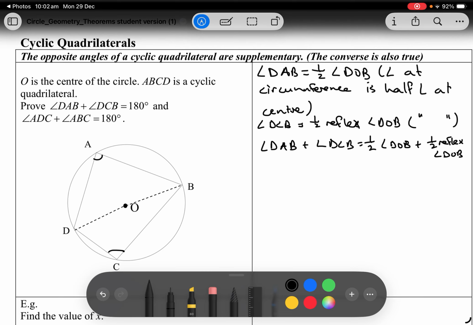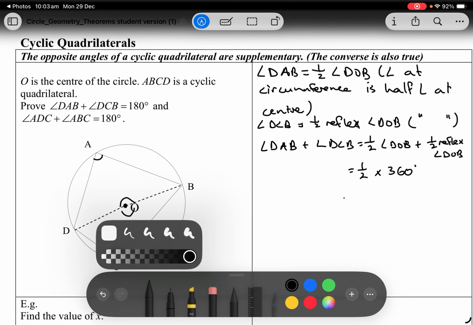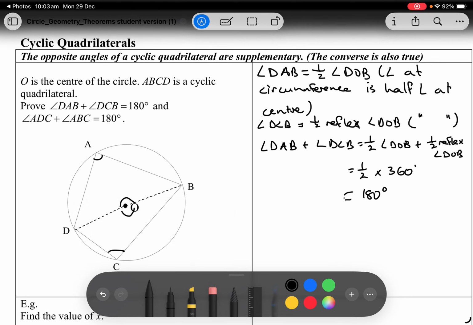But if we factor out this half, the angle DOB and the reflex angle of DOB are angles at a point, so they add up to 360 degrees. You can see the revolution there. So DAB plus DCB equals half multiplied by 360 degrees, because those two add up to 360. And that gives you 180 degrees. So we have proven this part here.